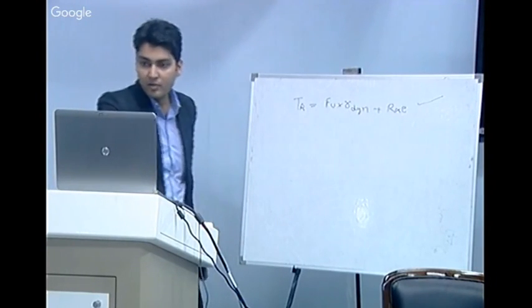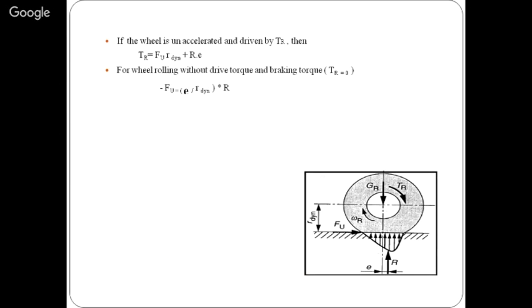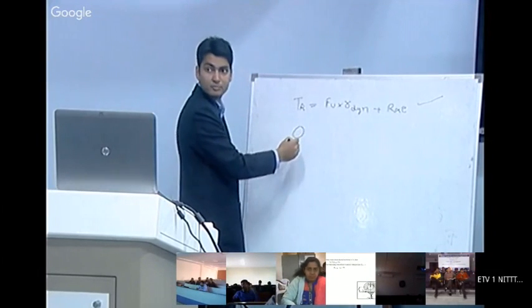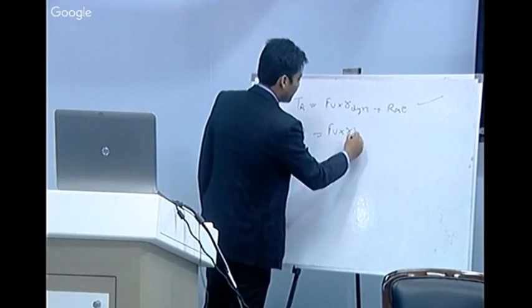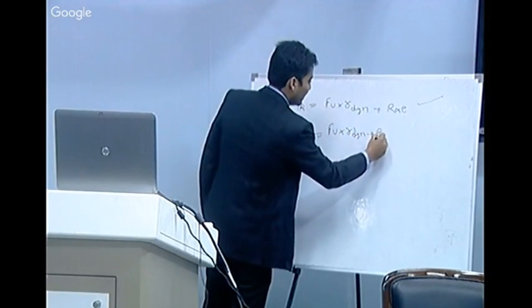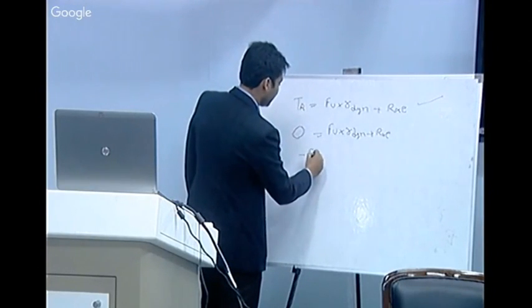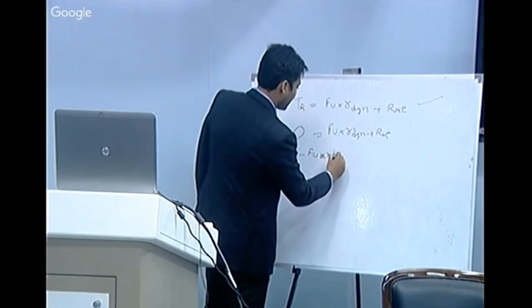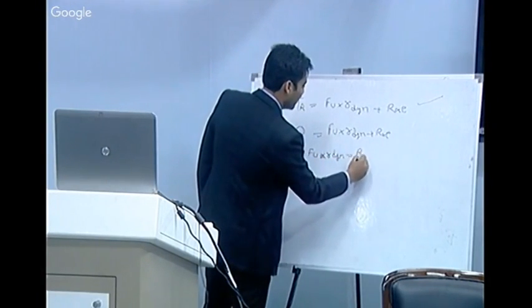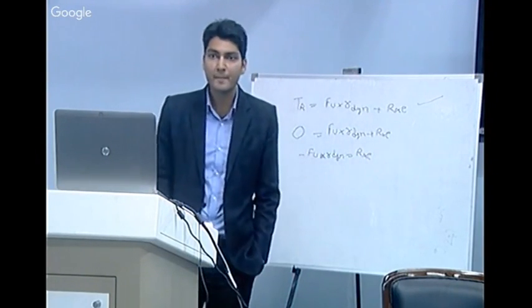So we have to calculate that resistance. From here we put the torque equal to 0. We eliminate the torque from the wheel. When we eliminate the torque from the wheel, it is 0 here, and Fu into R dynamic plus R into E. From here we calculate minus Fu into R dynamic is equal to R into E. Clear?